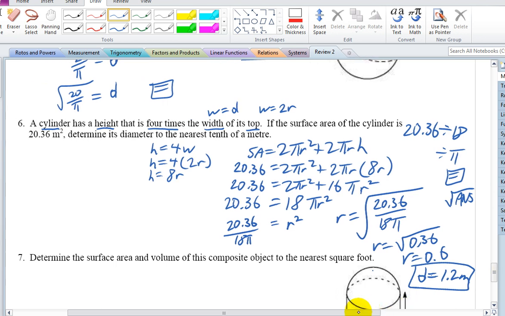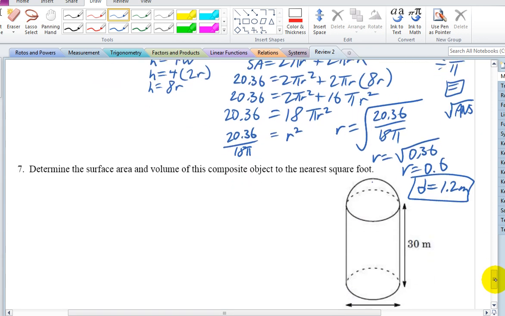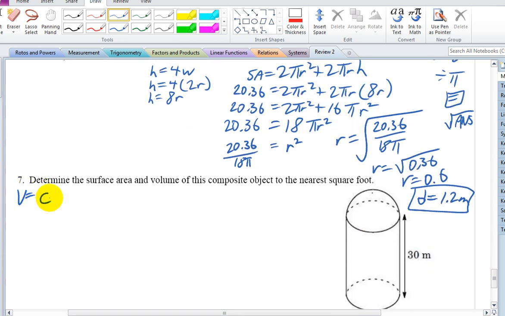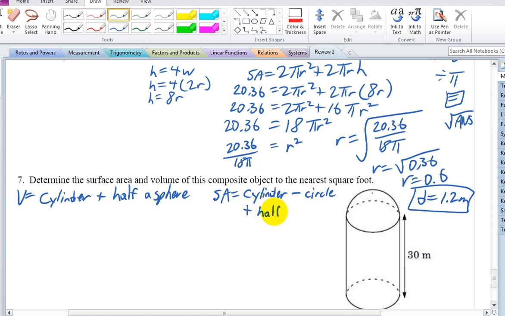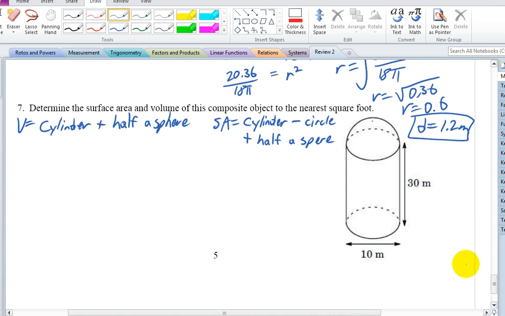Okay, this next one, the volume is straightforward. The volume equals a cylinder plus half a sphere. Okay. The surface area is tricky. It's a cylinder minus a circle. The top of the cylinder is covered, so you have to take that away. Plus, you have to add half a sphere.